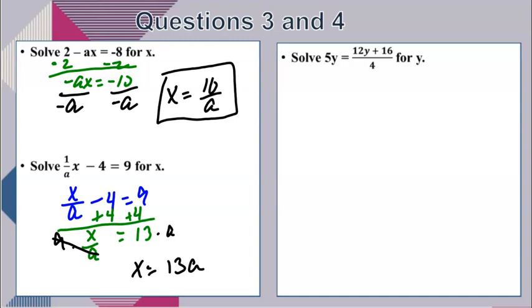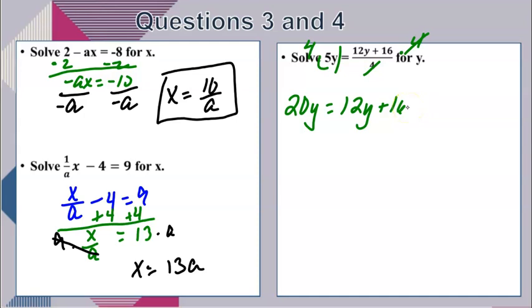Question 4. Solve 5y equals (12y plus 16) divided by 4 for y. So I want to get y by itself. But the first thing I want to do is get rid of any fractions. And to get rid of fractions, I have to multiply by the denominator. So here I'm going to multiply this side by 4, because that's going to get rid of the denominator here. But whatever I do on one side, I have to do on the other side. So that's going to give us 20y equals 12y plus 16.